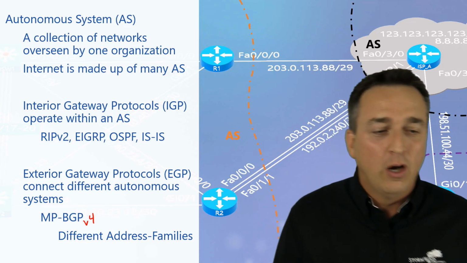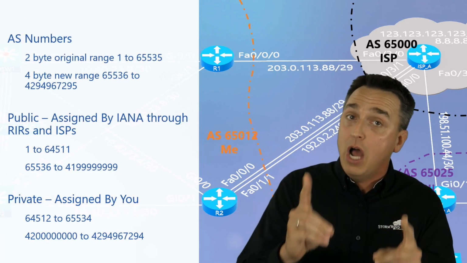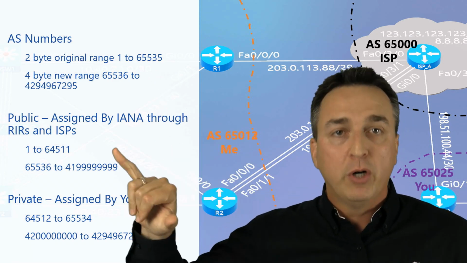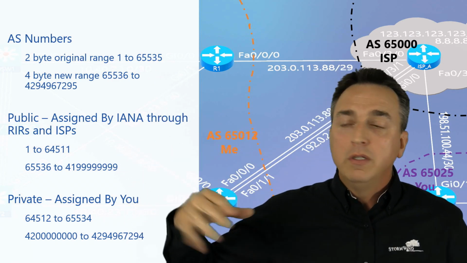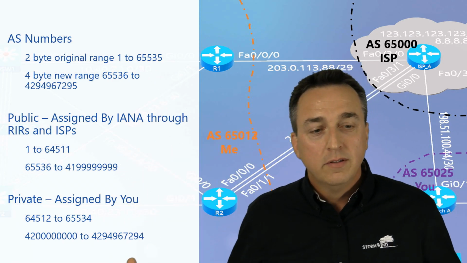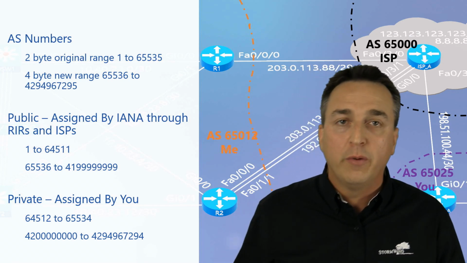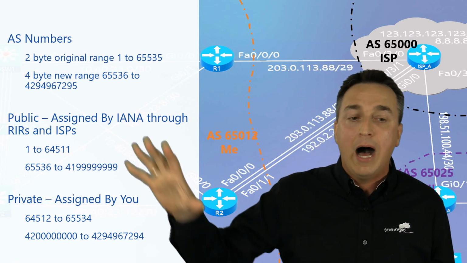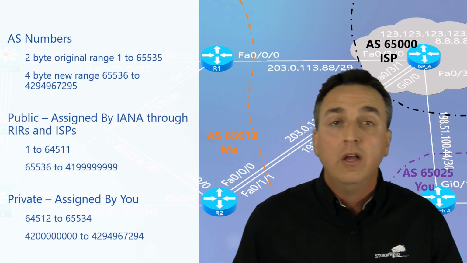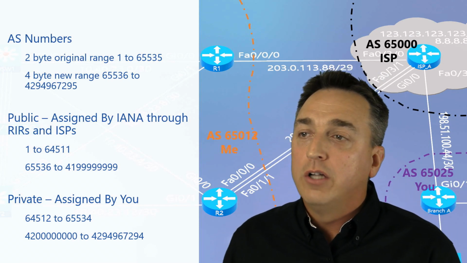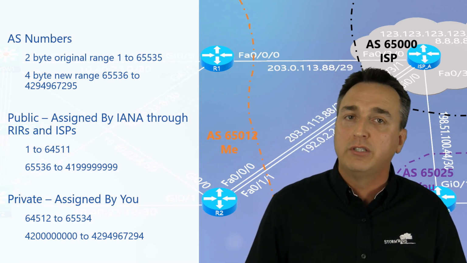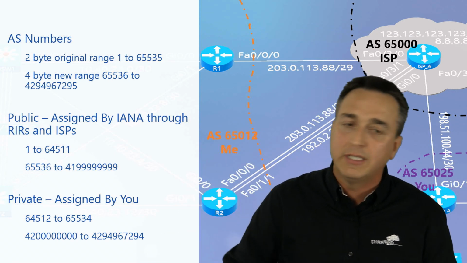All right. So each and every single autonomous system needs a number. So you got to get your numbers from your ISP or a regional registry, just like your IP addresses. So IANA is also responsible for handing out our autonomous system numbers to the regional registries or ISPs, just like our IPv4 and IPv6 addresses.